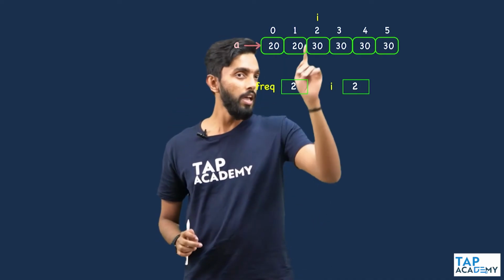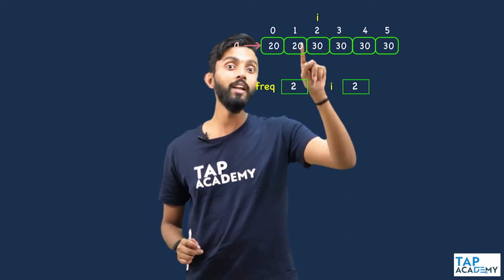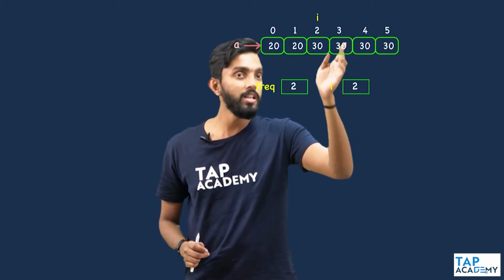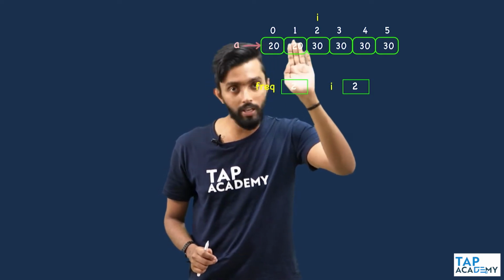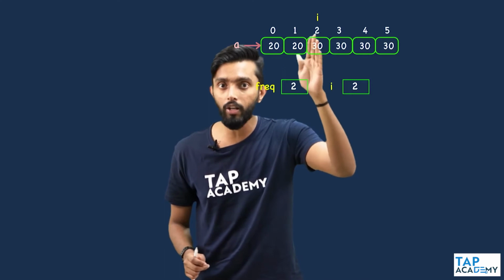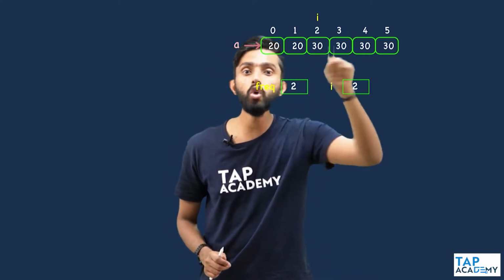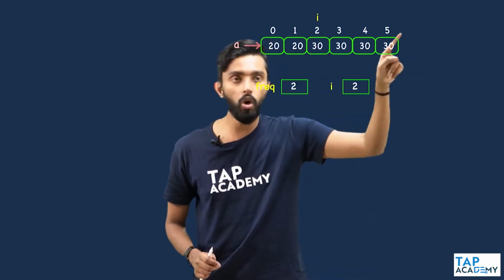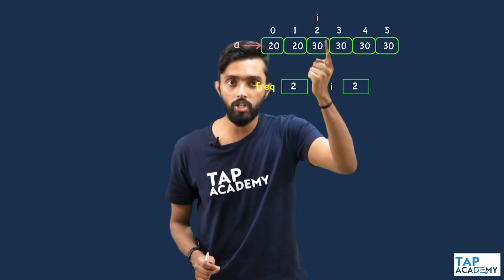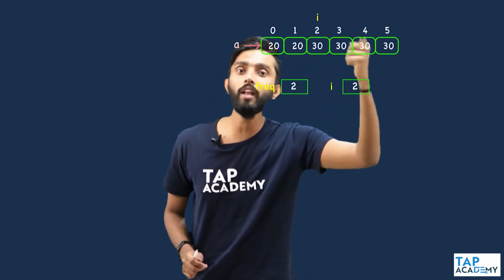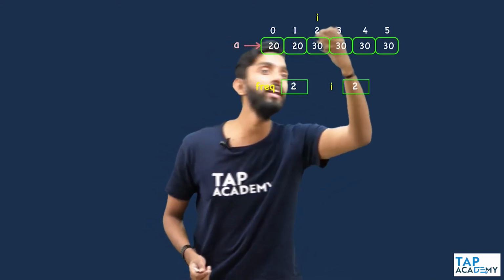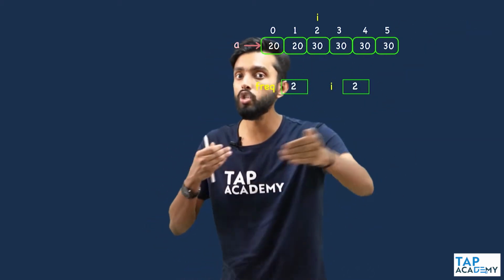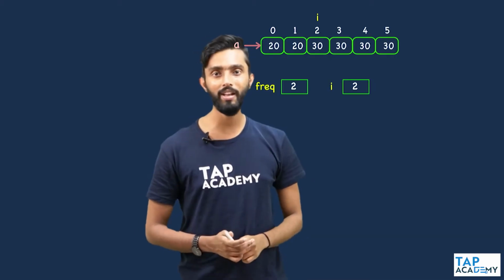First thing is, if you find an element that is not equal, it means that whichever was the previous element, the number of times it has occurred, you have already calculated. Why? Because this is a sorted array. Because it is sorted, if the element changed, is there any chance of that element occurring after that? No. If 30 came, that means 20 can never come again because it is sorted. I hope you are able to understand.